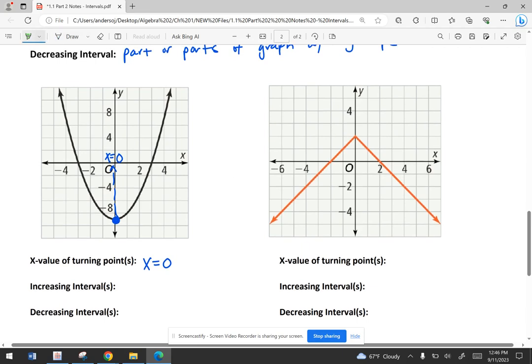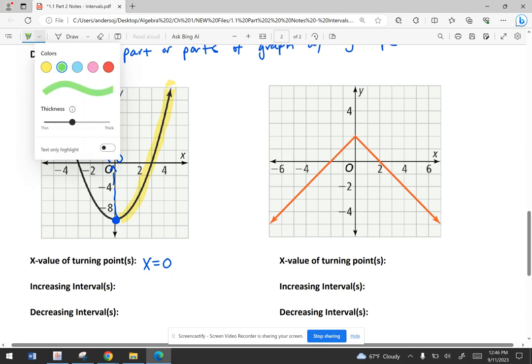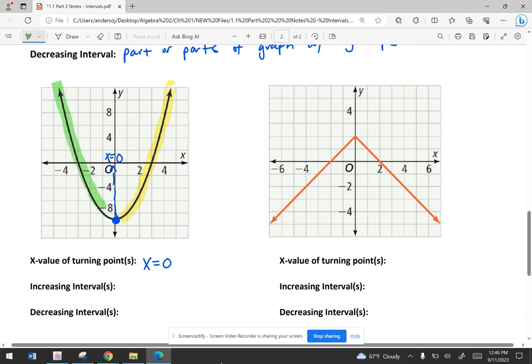I'm going to use my colors again, and I'm going to do positive intervals in yellow. So positive or increasing is yellow, and decreasing is green. This is a negative slope or a decreasing interval, and this is a positive slope or an increasing interval. So we're no longer looking at above the axis or below the axis. We're looking at the slope of the line.